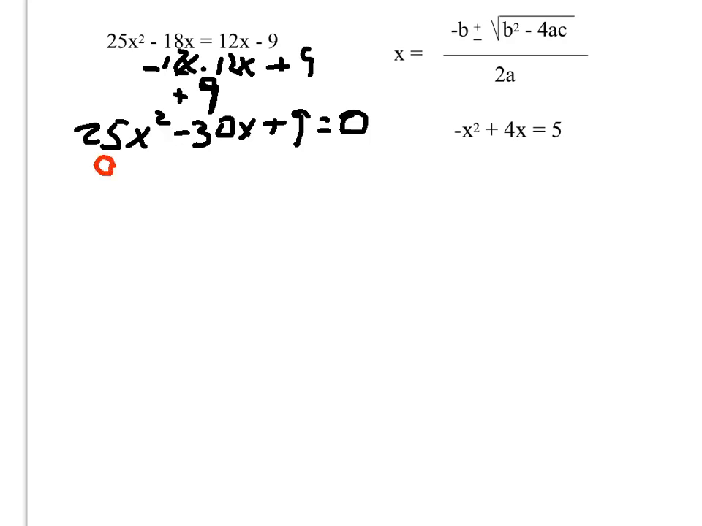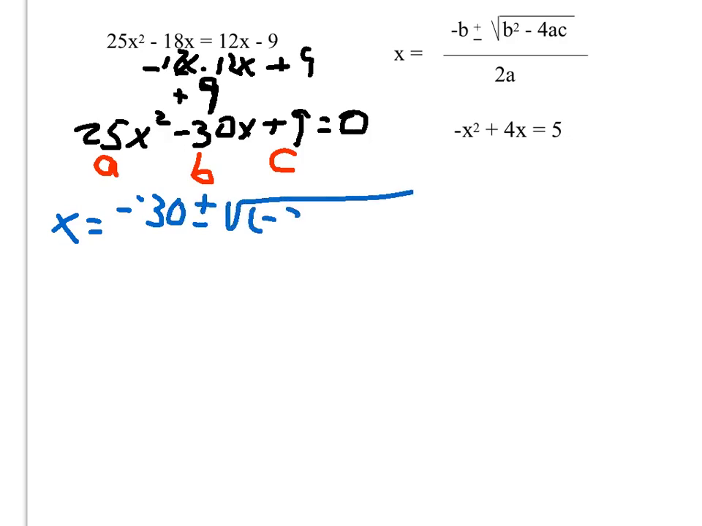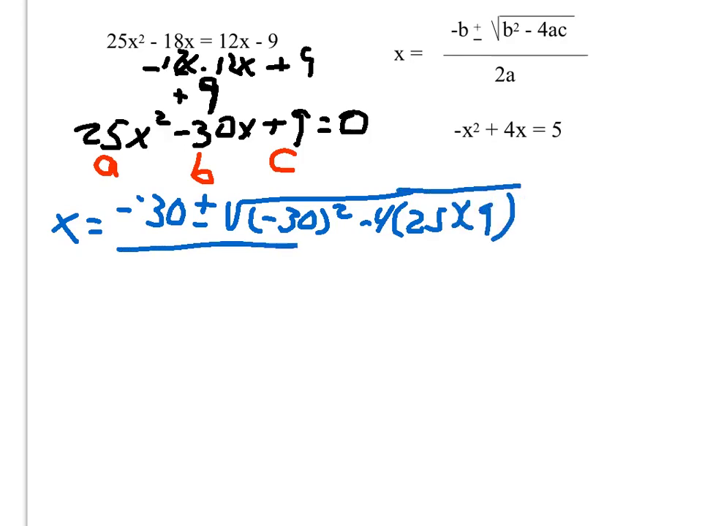Now we identify a, b, and c. So a is always in front of x squared, b is always in front of x, c is always the constant, making sure that we're aware of the signs that are there with them. Now it's a matter of plugging in. So x equals the opposite of b, so negative of negative 30, plus or minus the square root of negative 30 squared minus 4 times 25 times 9, all over 2 times a, which is 25.